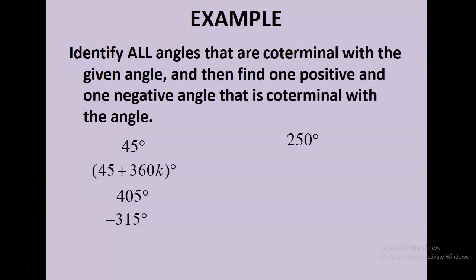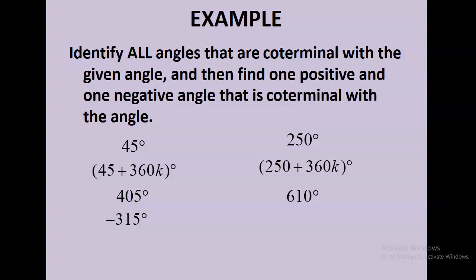Now we take the angle 250 degrees. And if we wanted to write an expression to represent all coterminal angles with that, it would be 250 plus 360k. And if we wanted to find a positive coterminal angle with a 250-degree angle, that would be 250 plus 360, and that's going to be 610 degrees.